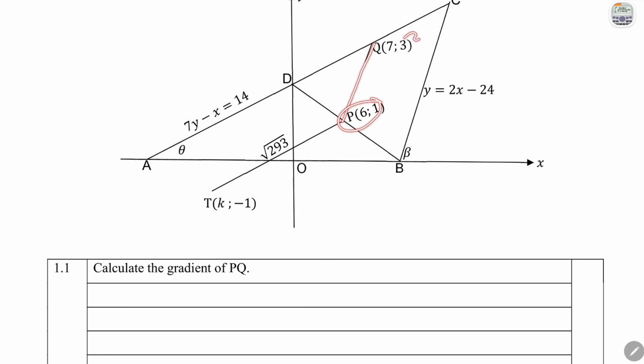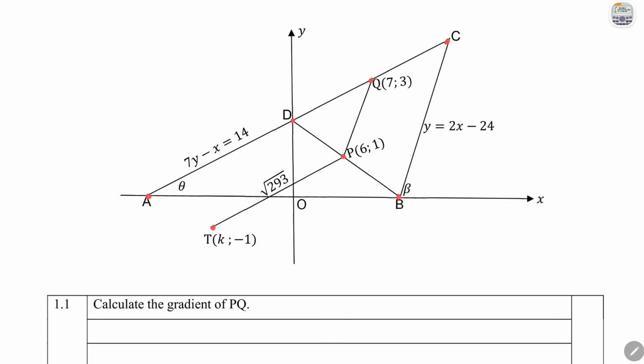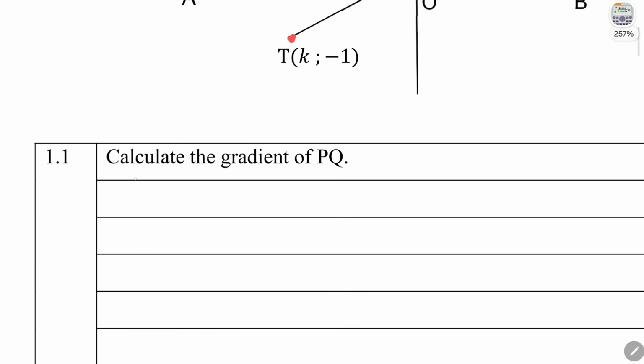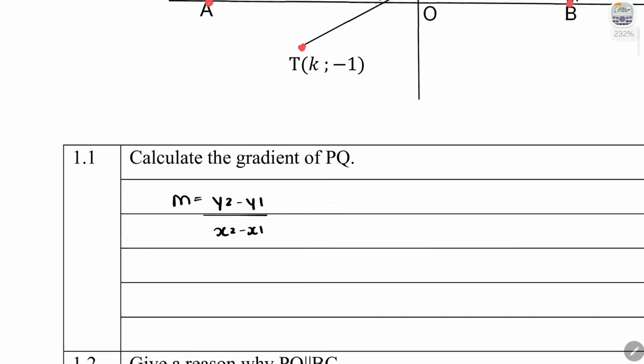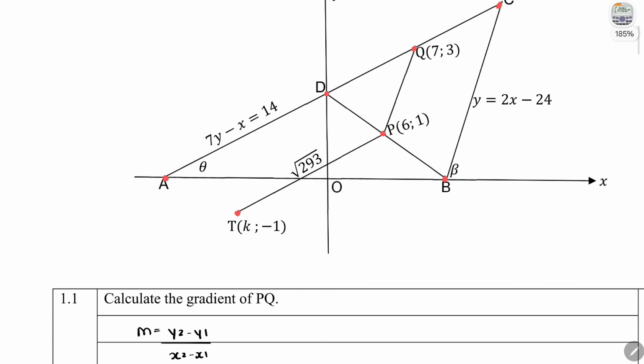Okay, so we have 2 points on this line. We can find the gradient. Okay, I'm just emphasizing those points. So to find the gradient of a line, the gradient is equal to, and this is the formula, and in place of x1 and x2 with P and Q, you can choose which you would like to be your x1 and x2. So I'm just going to say top minus bottom.